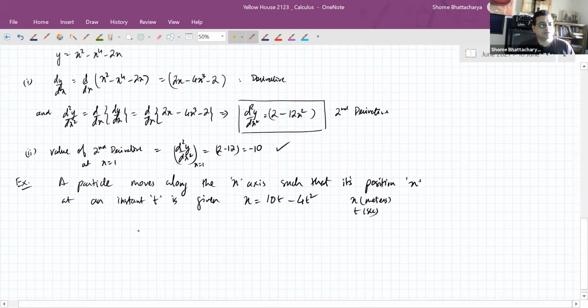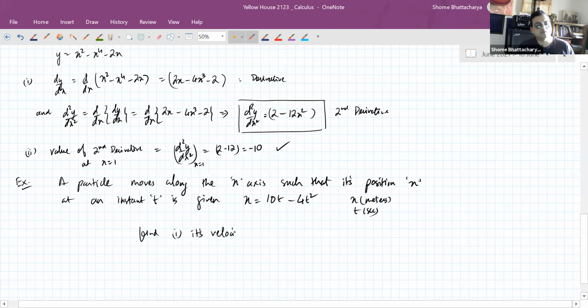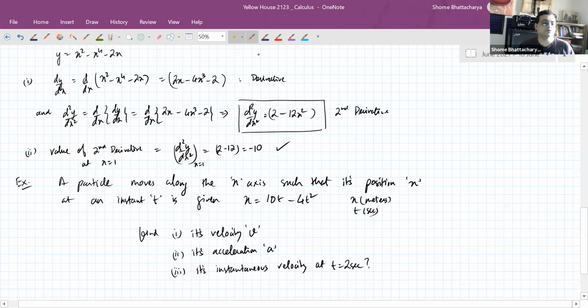Now we want to find its velocity v, its acceleration, and its instantaneous velocity at t = 2 seconds. So we want to do all this.